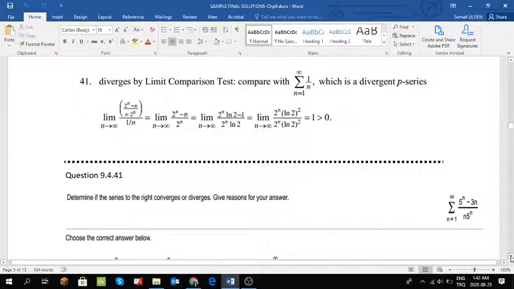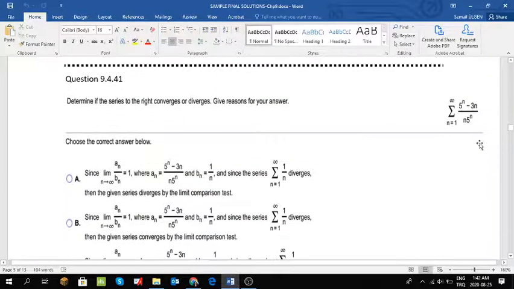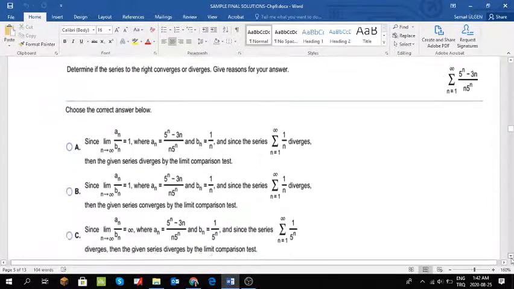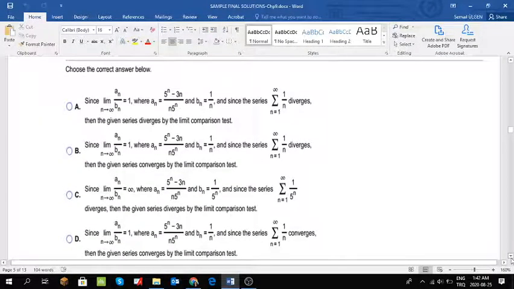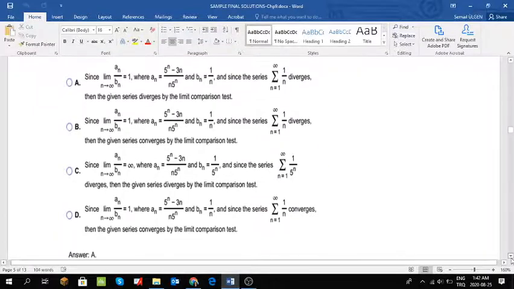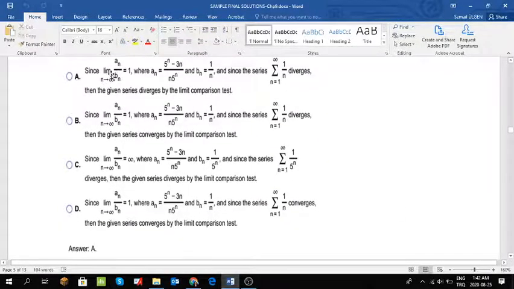So in this case, we are going to apply this to the example in our sample test, and we are going to get that this series acts like the harmonic series, and since the harmonic series diverges, it's going to diverge. So the answer is A. Look, this is a_n and this is b_n, and the limit is going to be 1. Since the harmonic series is divergent, this series is divergent as well.